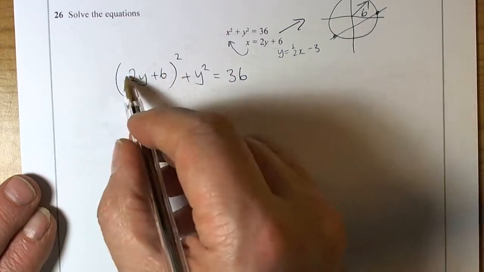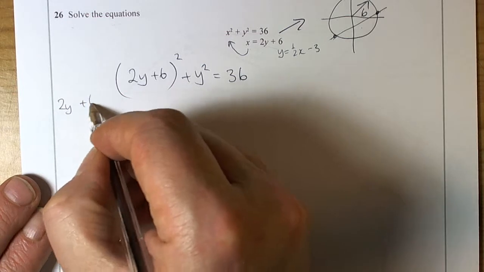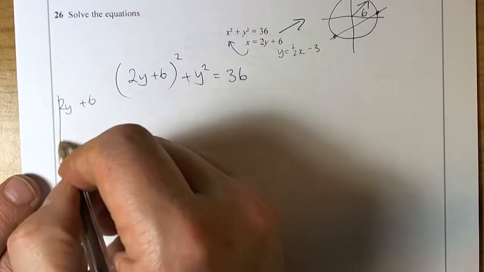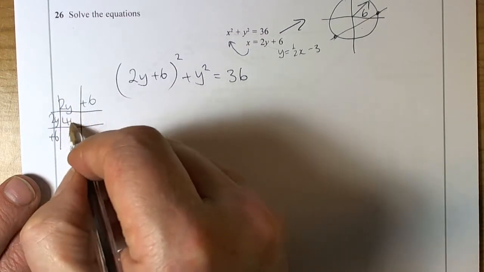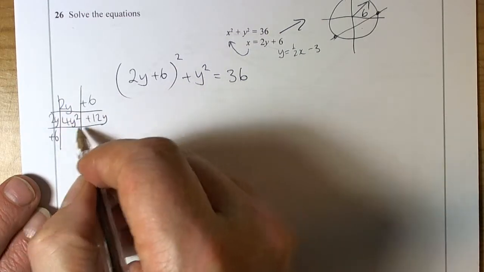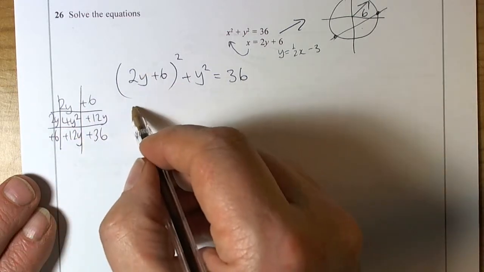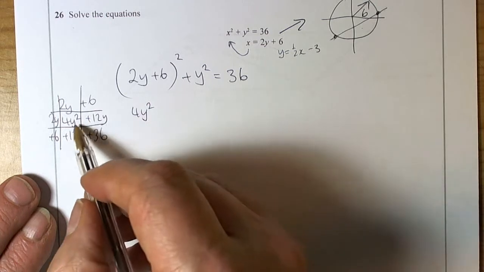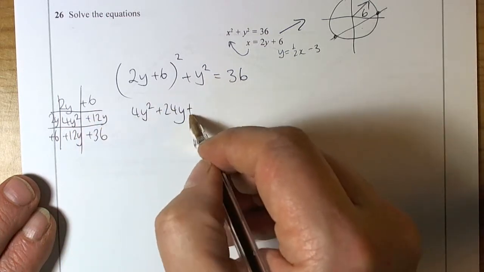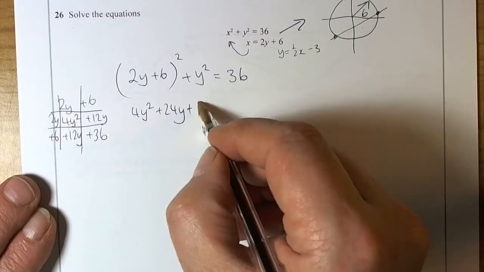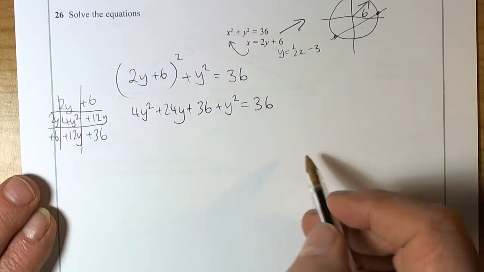So literally we're going to multiply out this bracket, so usual thing. We've got 2y plus 6 and 2y plus 6. So we've got 4y squared plus 12y plus 12y plus 36. So this multiplied out gives us 4y squared. We've got 12y plus 12y, so plus 24y, plus the 36, plus the y squared, and that equals 36.